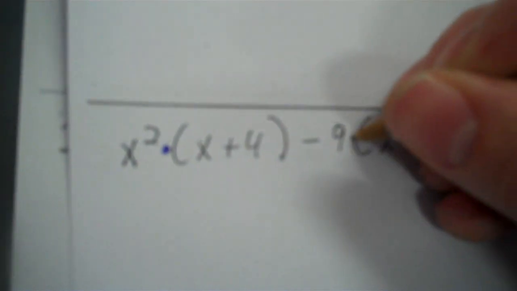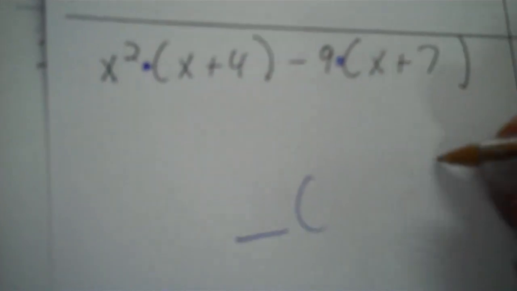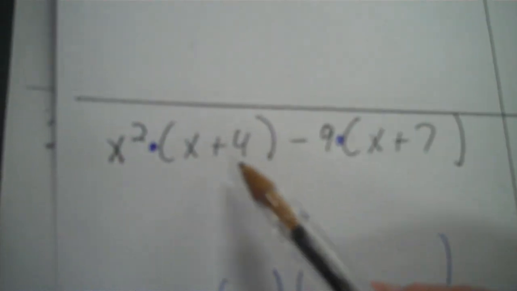Okay, next problem. Check the insides don't match. x + 4, x + 7. This is prime. It will not go down. Okay, next problem.